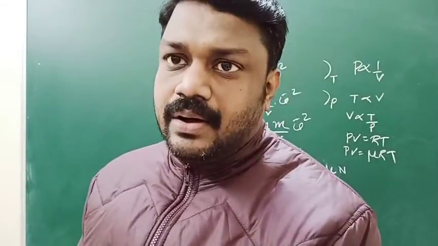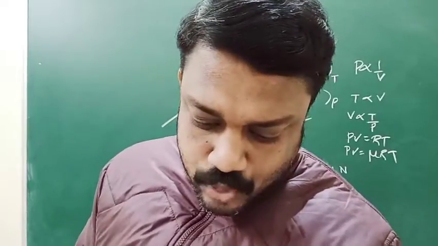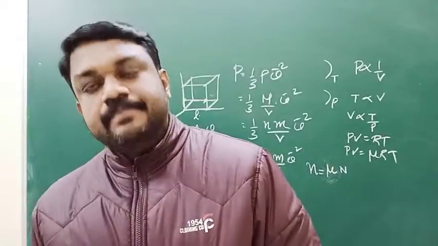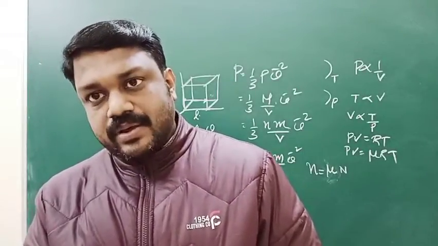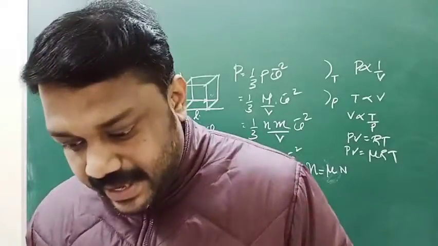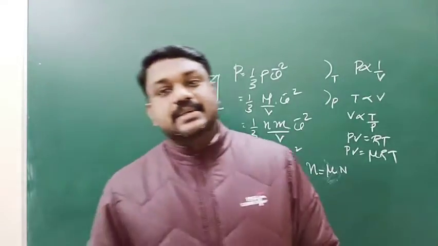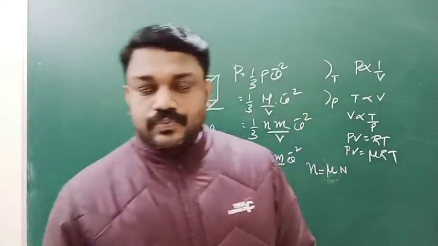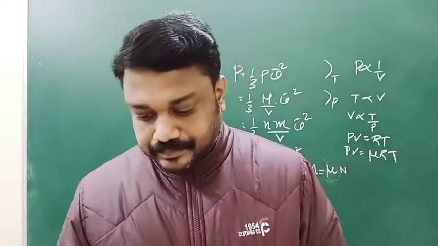Then we can have the relation between root mean square velocity and molecular weight. It is proved that root mean square velocity, VRMS, and the molecular weight are inversely proportional. Again, a square root. VRMS is inversely proportional to the square root of molecular weight.